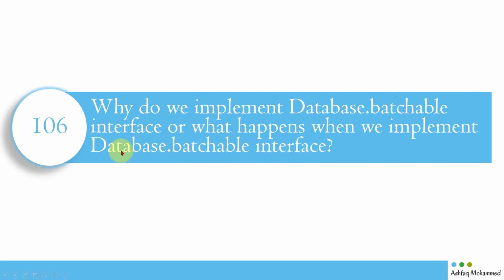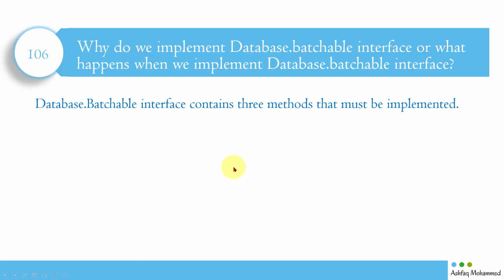So as soon as we write the database.batchable interface, what will happen? Okay. So the database.batchable interface contains 3 methods that must be implemented. You cannot ignore any one of those methods. You have to implement all three. So the first one is a start method. You have to implement this.